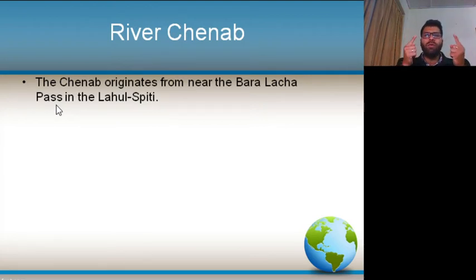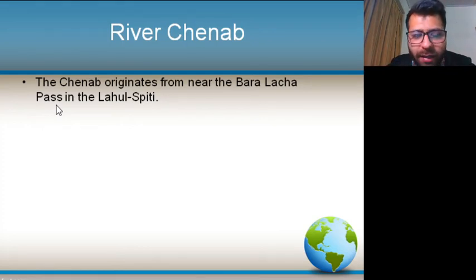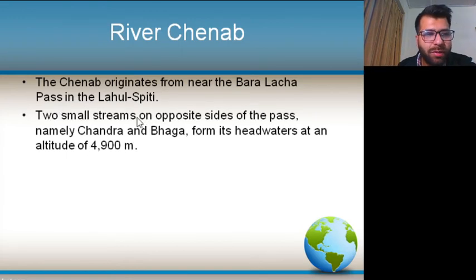These headwaters keep on flowing in opposite directions, but at one place called Tandi, they meet and form river Chenab. I have seen the origin of Chenab. I have seen both Chandra and Bhaga, and I have my own clicks of Bhaga river. I will upload it, you can see it, and I will label it. Two small streams on opposite sides of the pass, named Chandra and Bhaga, form its headwater at an altitude of 4900 meters. They both meet at a place called Tandi, from where the Chenab originates.